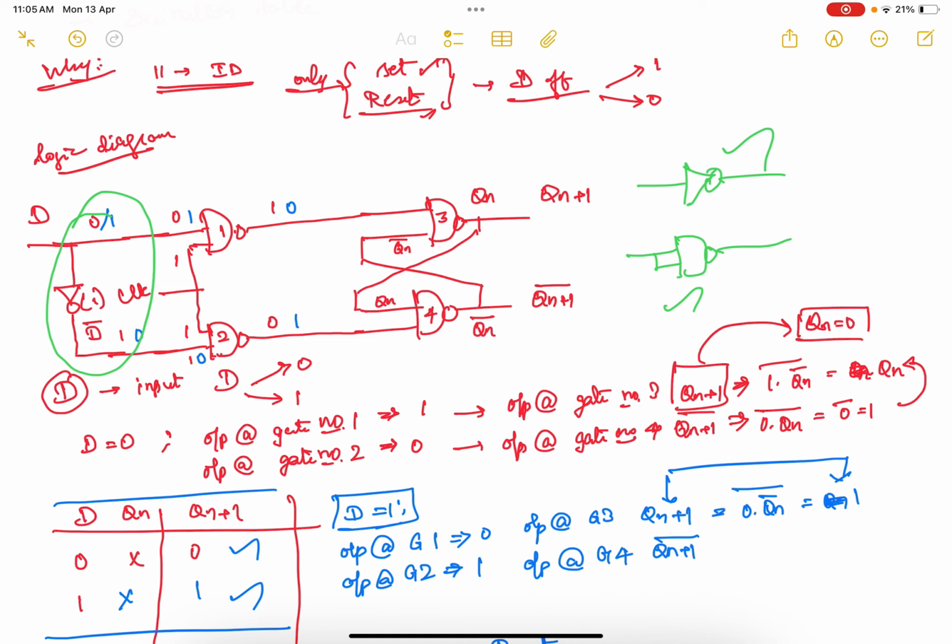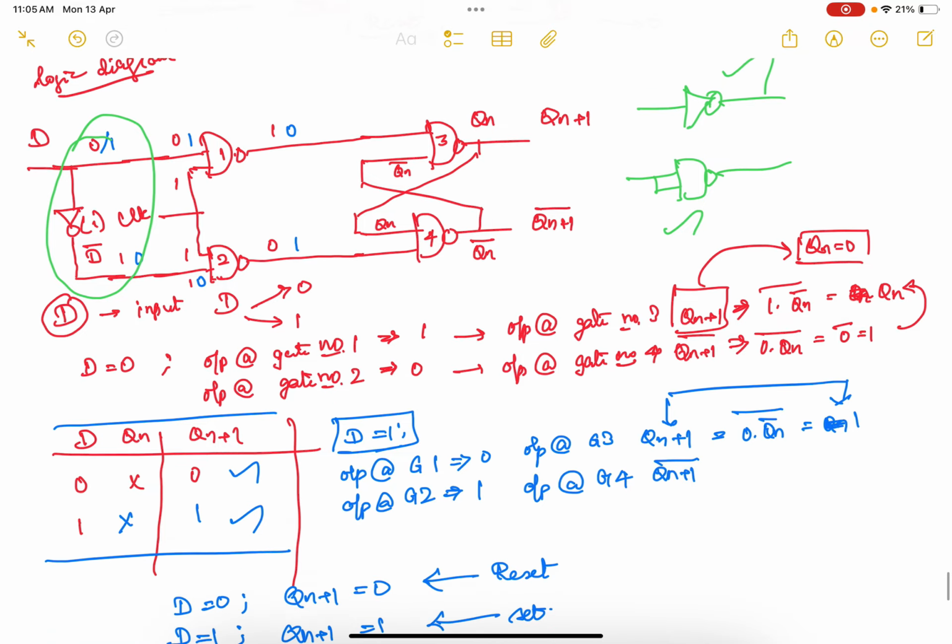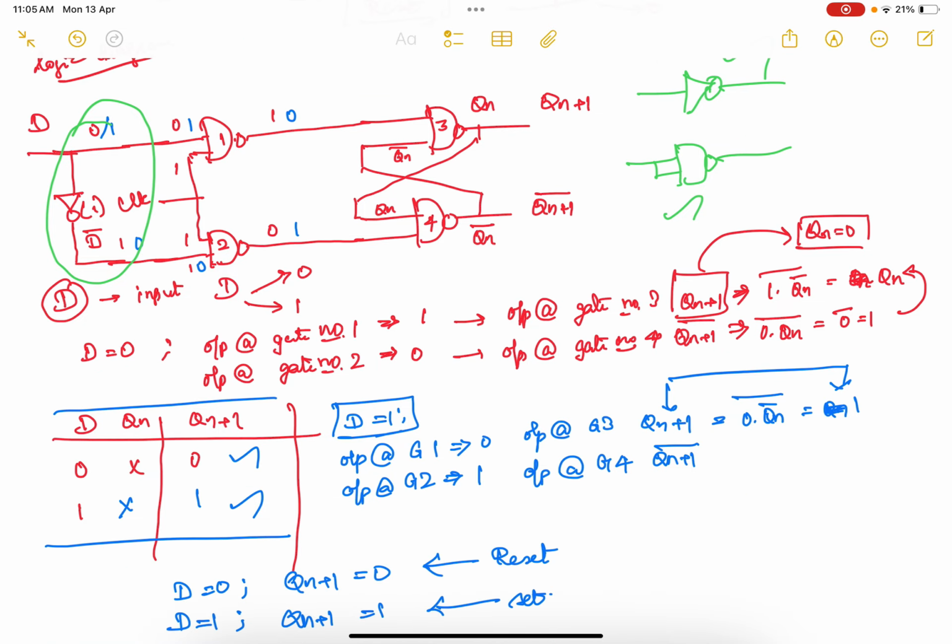Now I am making a connection at your S and R. In between, I am going to connect them and make a single input, which will be connected through one NOT gate. What is going to happen?